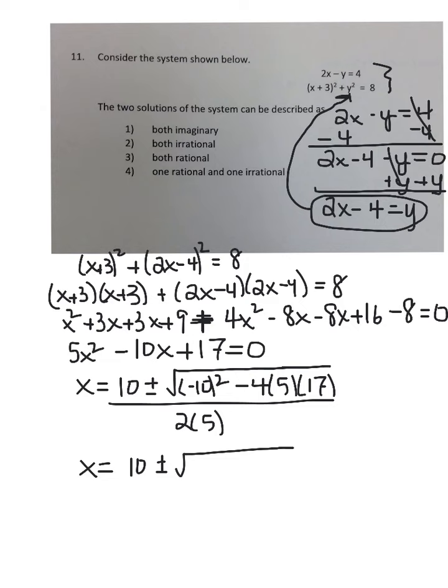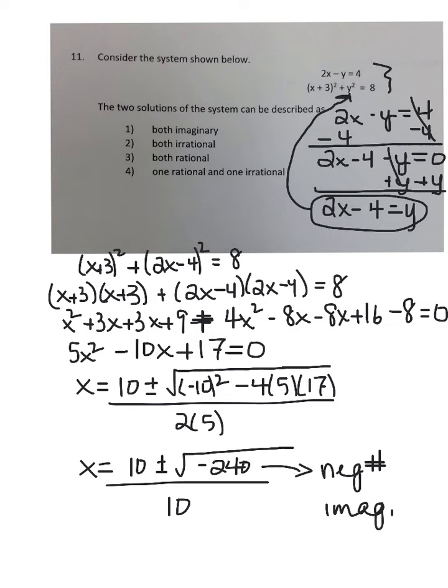All right, so you should get negative 240, and this whole thing's over 10. Well, listen, guys, it's multiple choice. We don't need to go any further because we know that that is a negative number, and we also know that a negative number under the radical is imaginary. So we can say then that the answer is choice 1.